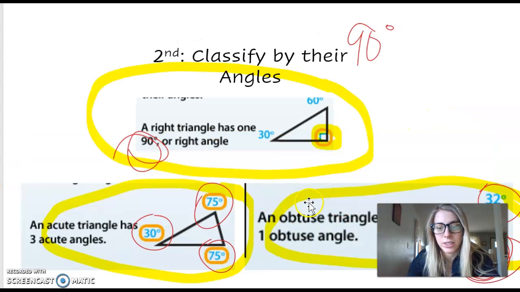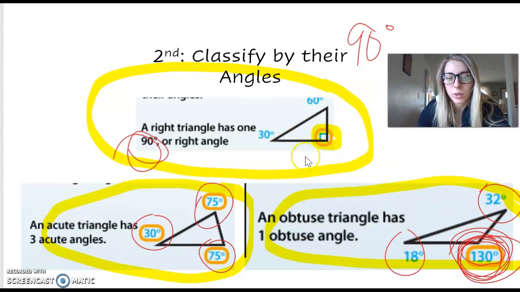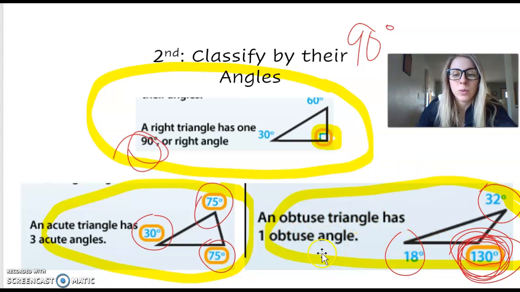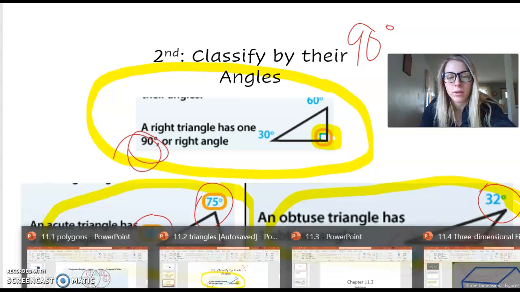The second way for us to classify triangles is by their angles. Okay, so we have the 90-degree angle right here. You can see in the corner with the square. We have acute angles, which means they are all very small, smaller than 90 degrees. And the last one is the obtuse triangle. It means if you have any one angle that is larger than 90 degrees, that triangle is considered obtuse. So here we have 130 degrees. That is an obtuse triangle.